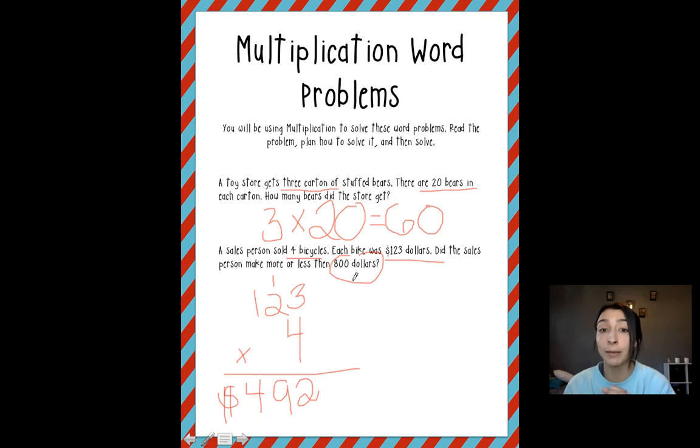So when you're multiplying, maybe underline the 2 numbers, think about how many groups you need, how many is in each group, and then go ahead and do your multiplication problem.